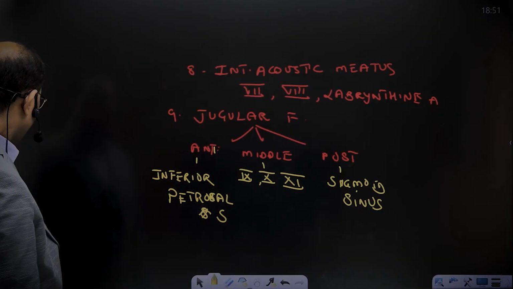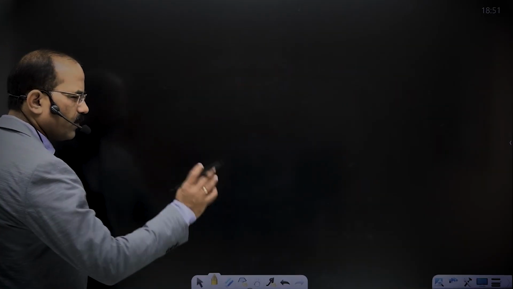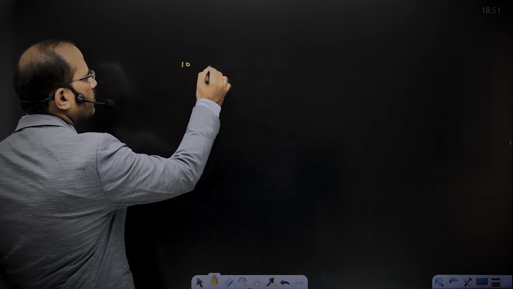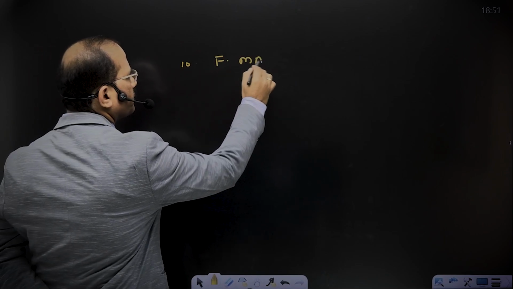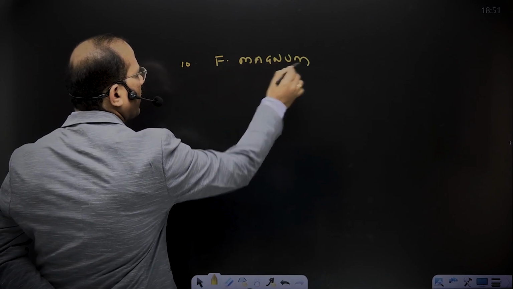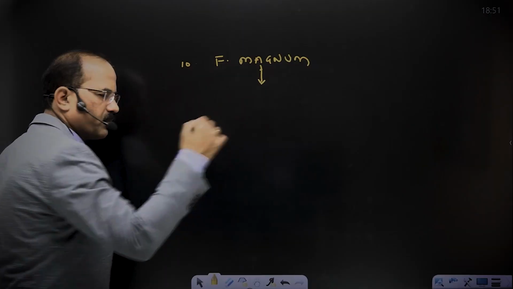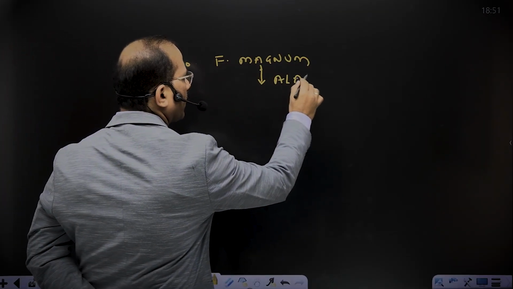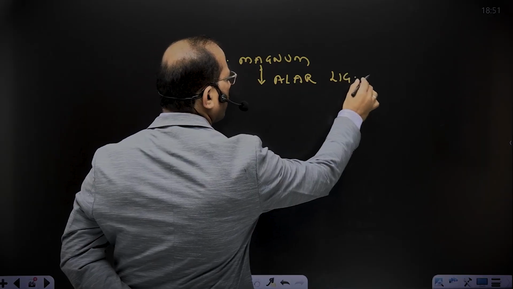Now, number 10. We'll discuss these sinuses after some time. Number 10 is foramen magnum. This foramen magnum is divided into 2 compartments by the alar ligament of dens.